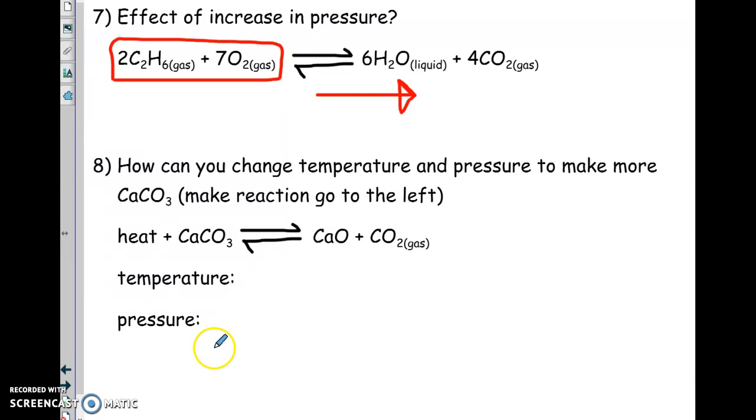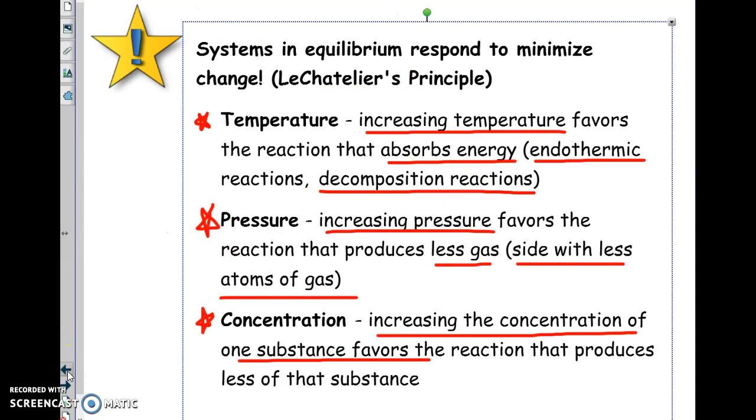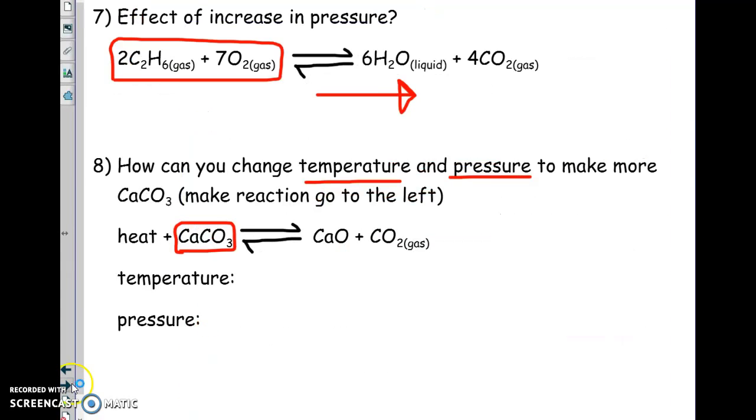Let's take a look at number 8. This one is asking how you can change temperature and pressure to make more calcium carbonate, meaning make the reaction go to the left. So we want to make the reaction go more to the left. For temperature, let's look back at our rules again and see what the rule is. It says increasing temperature favors the endothermic reaction. That's the one where you're absorbing energy. So if I look over here, heat is being added, meaning that this side of the reaction is endothermic.